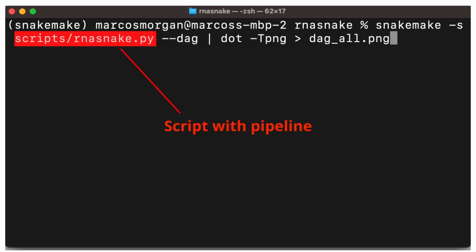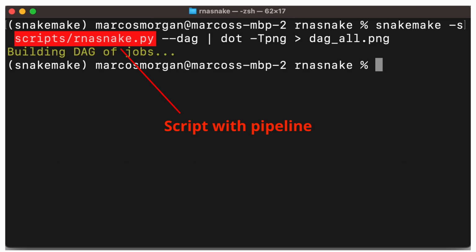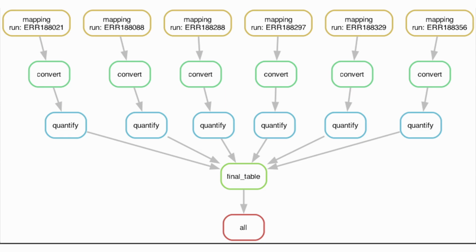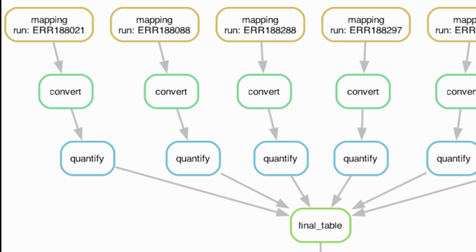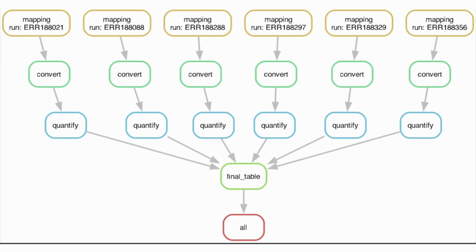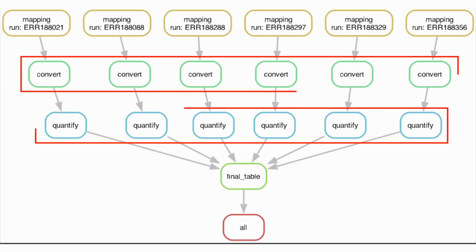Snakemake can provide us with a picture of the workflow, and for that we need to run the following command. Once we do that, we get this diagram. The first thing that the pipeline does is to map the FASTQ file to the reference transcriptome. This is done for every RNA-seq library, and we have 6 libraries, so we have 6 branches here. For each library, we need to do a SAM to BAM conversion and the quantifications. These are these steps over here.